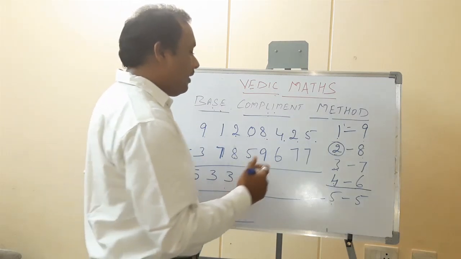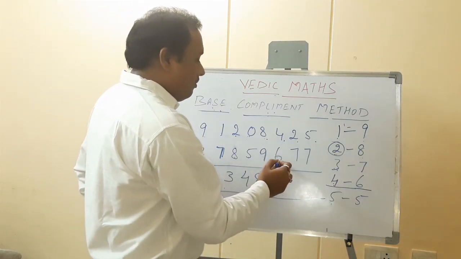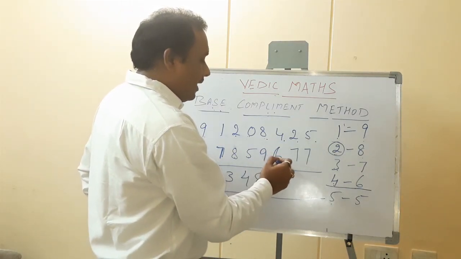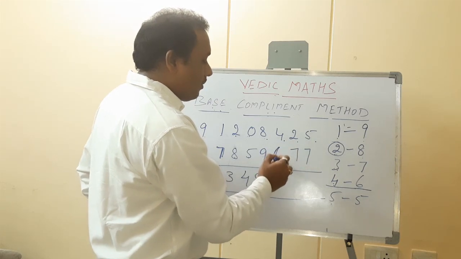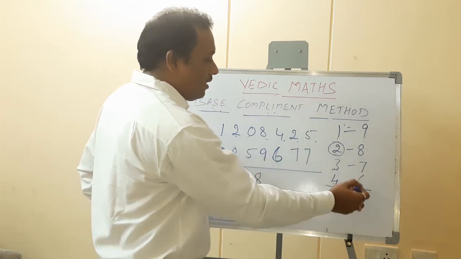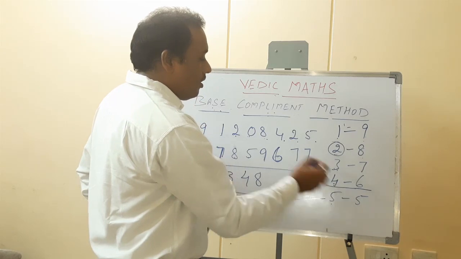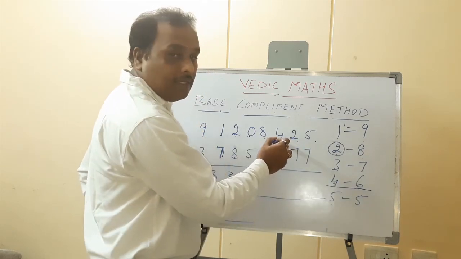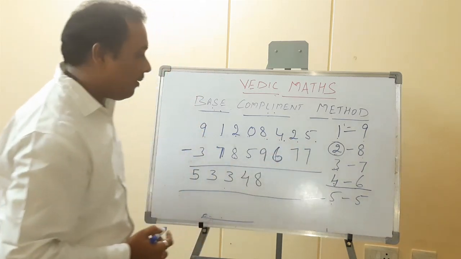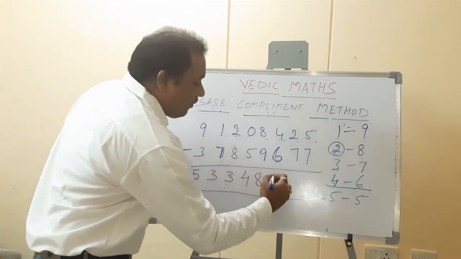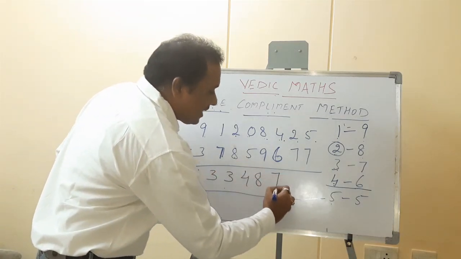So now what I am trying to do here? Now let us subtract 6 from 4. Is it possible? No, it is not possible. Now what is the complement for 6? The complement for 6 is 4. 4 plus 4 is 8. Am I going to write here 8? No, I am not going to write here 8. I am only going to write here 7.